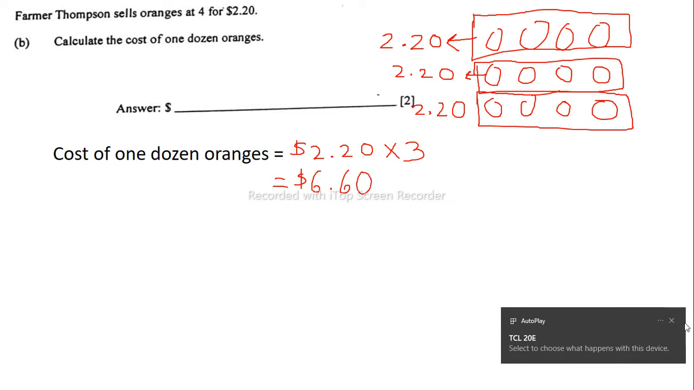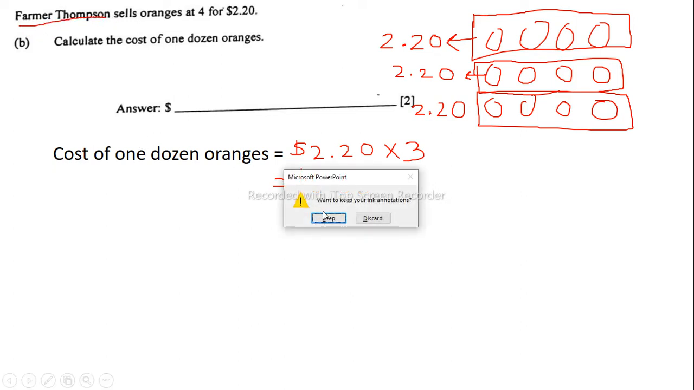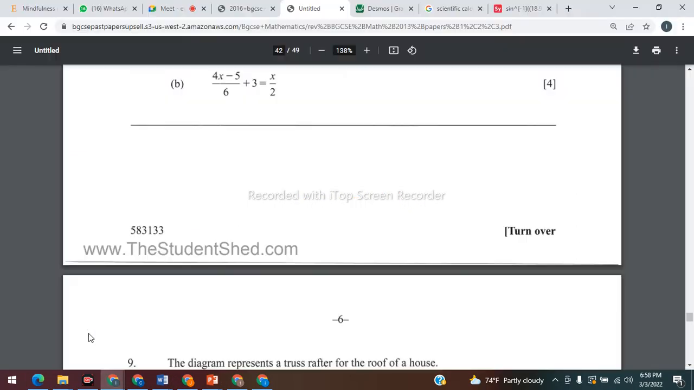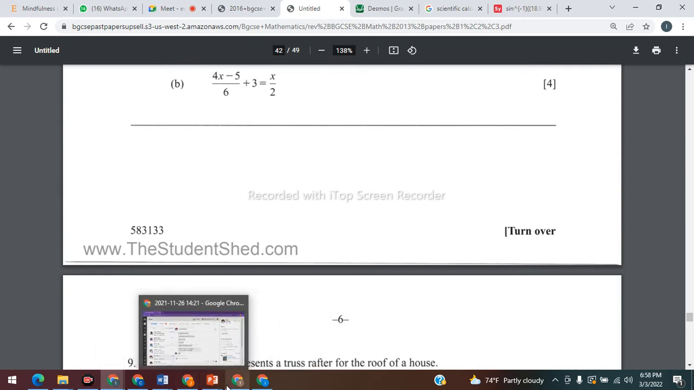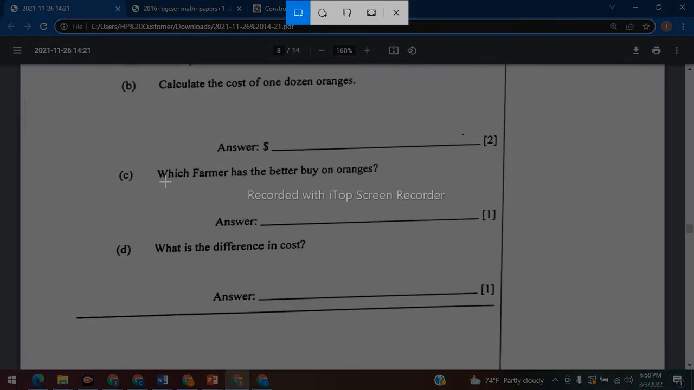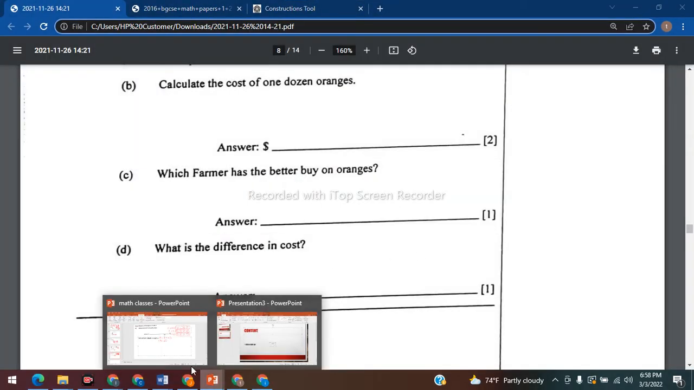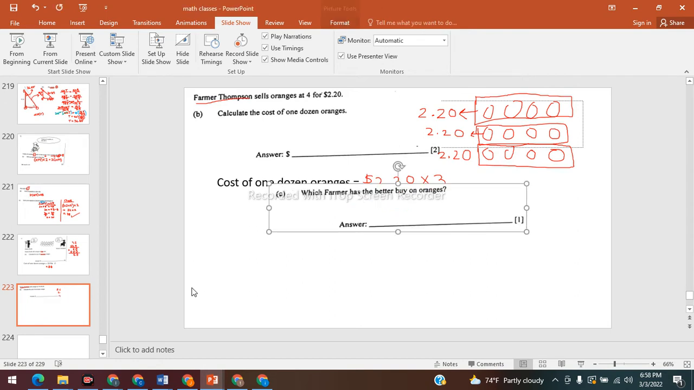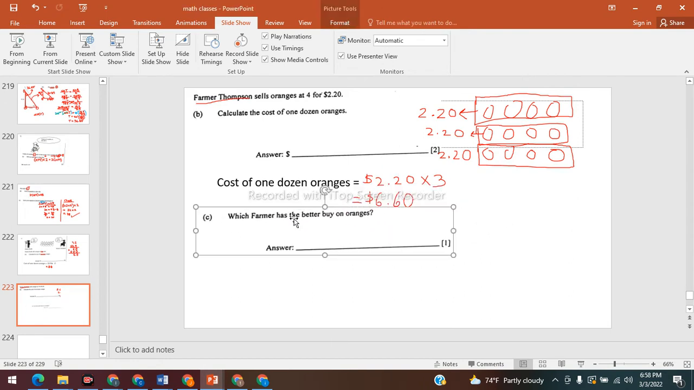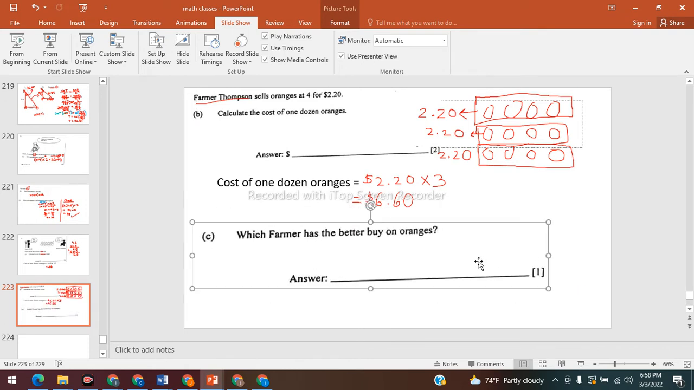for a dozen of Farmer Thompson oranges. And so they ask a very important question in terms of economical cost. When they ask these questions, who has the better buy? Don't try to be technical. They are just talking about cost, not which farm is farther from my house, or how much gas I have to spend to get to the farmer. No, in terms of price and price alone, who has the better buy?